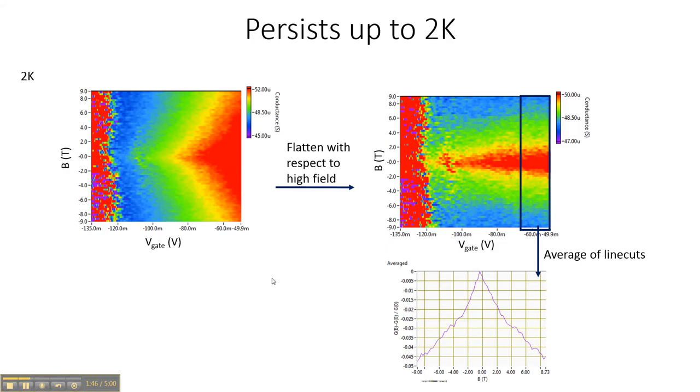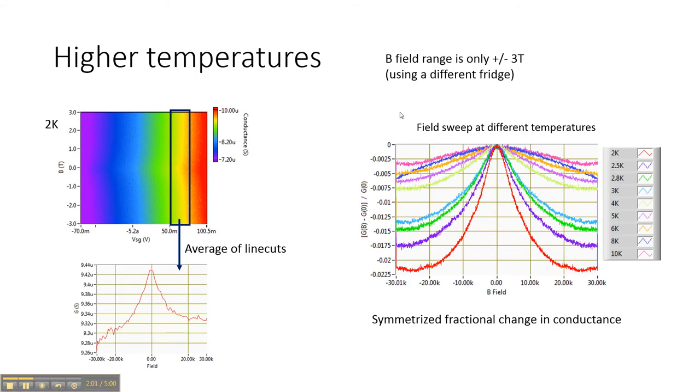For most of the devices in this fridge, the fridge is really only consistently stable up to about 900 millikelvin, but we were able to get a 2 Kelvin data set with one of these devices, and we still see this feature. Then we went to a different fridge. In this fridge, the field range is only ±3 Tesla, but here we go from 2 Kelvin, where we still see this feature, and then up to 10 Kelvin.